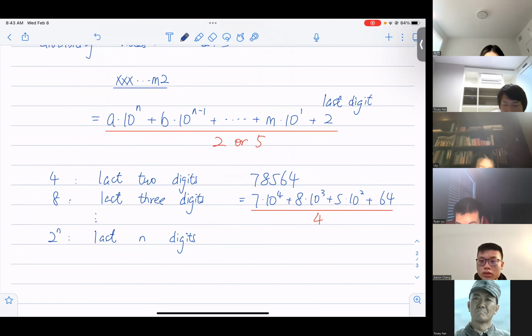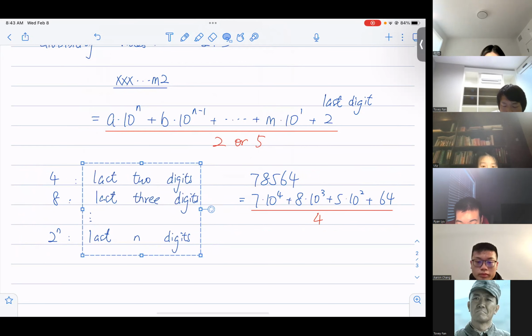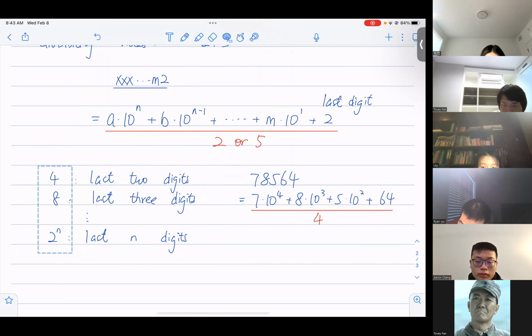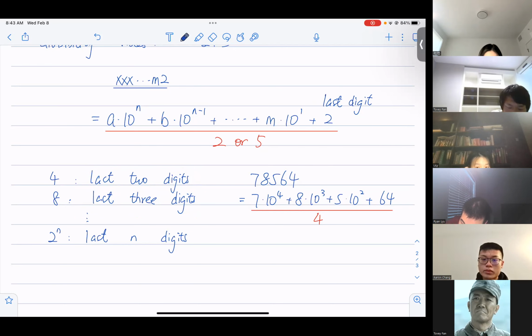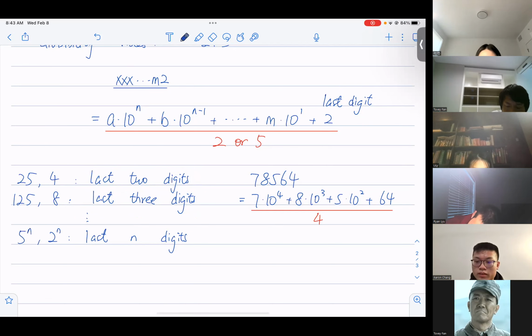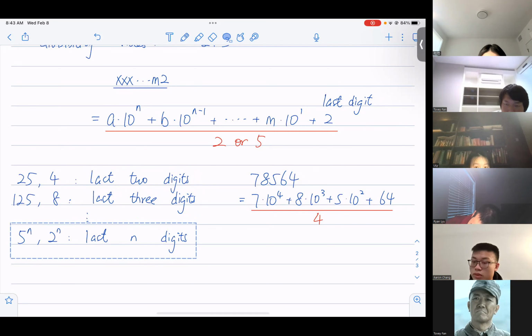And more divisibility rules, right? Do you guys remember anything else that has the same divisibility rule as 4 and 8? You also need to check the last 2 digits, check last 3 digits. 10, yeah, or 5, right? So for 5, we check the last digit. But for 5 squared, for 25, we also check the last 2 digits. Remember, for 125, we check the last 3 digits. And to be specific, for 5 to the nth power, we check the last n digits.